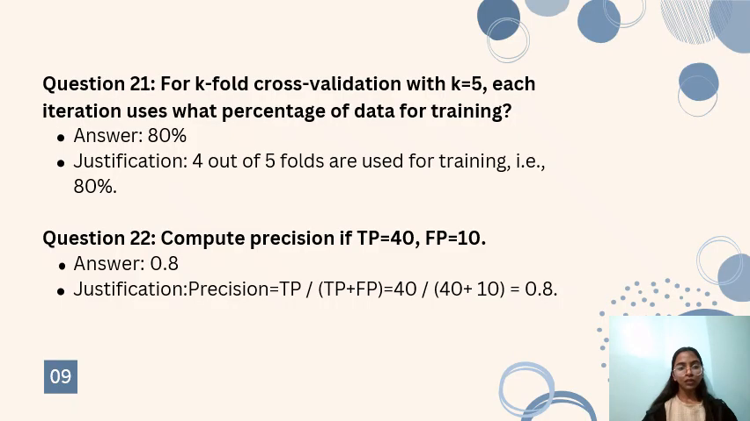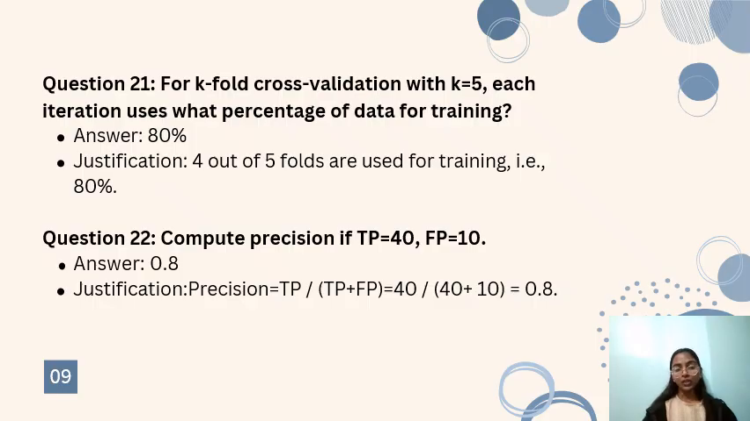Moving towards question number 21. For k-fold cross-validation with k equal to 5, each iteration uses what percentage of the data for training? It uses 80 percent of the data for training. 4 out of 5 folds are used for the training, that is 80 percent.